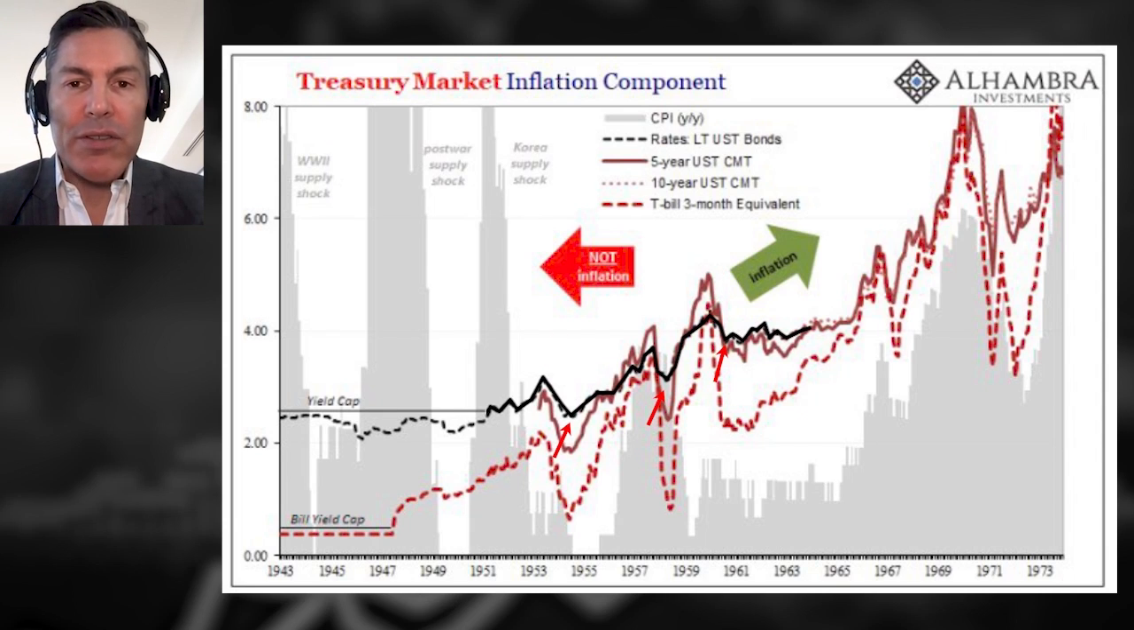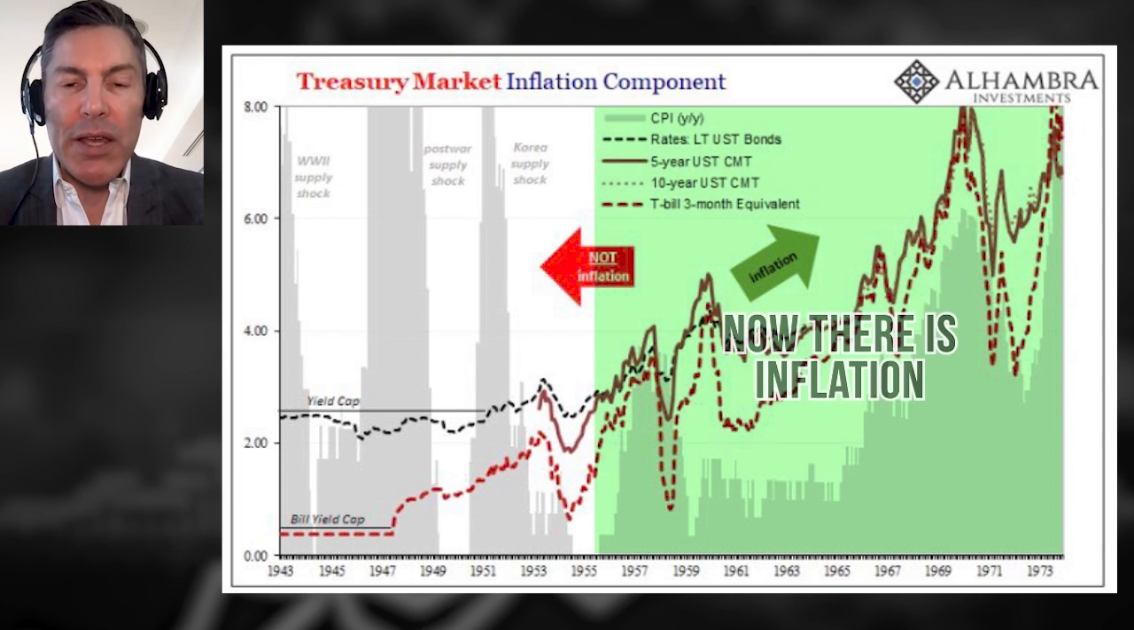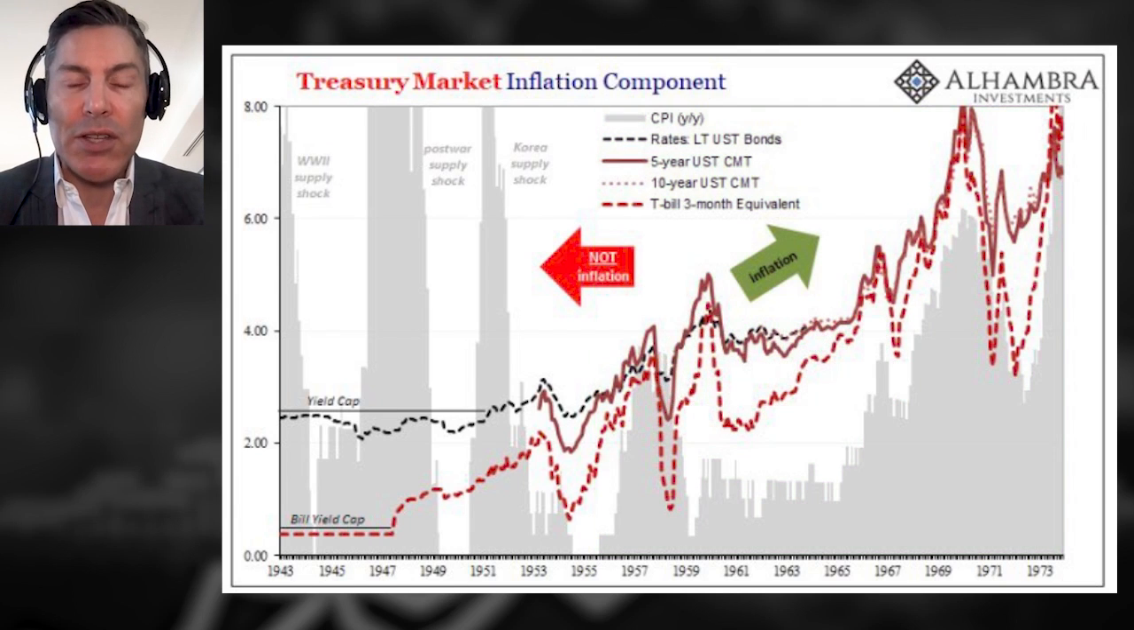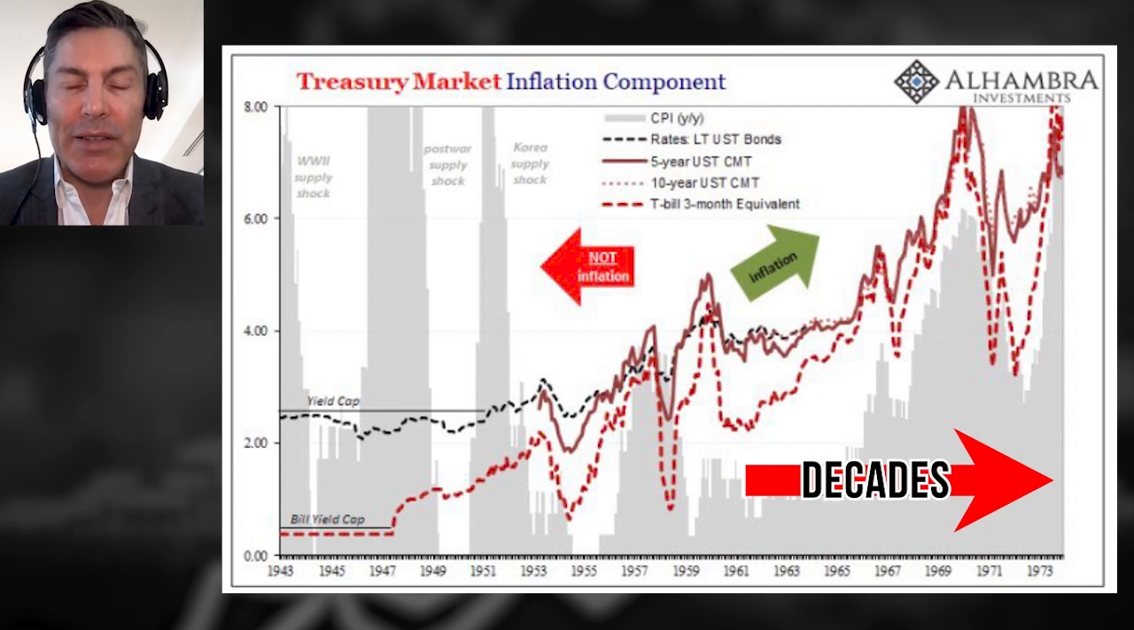And this was the bond market telling us that, hey, now there is inflation. Now there is an expansion of the amount of dollars in the system. Therefore, these price increases will most likely be sustained, not just for years to come, but decades to come.